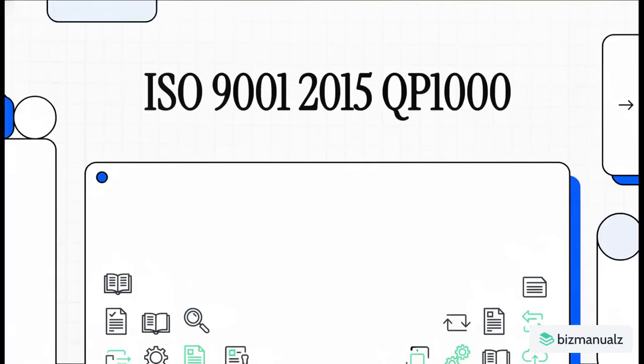Welcome to the Explainer. Today, we're unpacking a highly specific, totally game-changing tool for streamlining your quality management system. We're talking about the Bizmanualz Documented Information Control Procedure for ISO 9001:2015. You might also know it by its SKU, the QP1000.